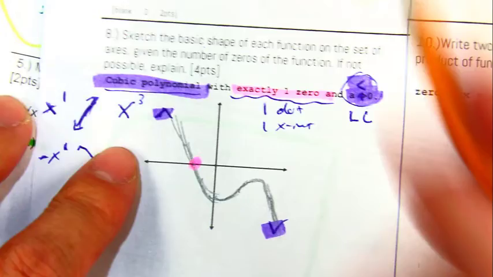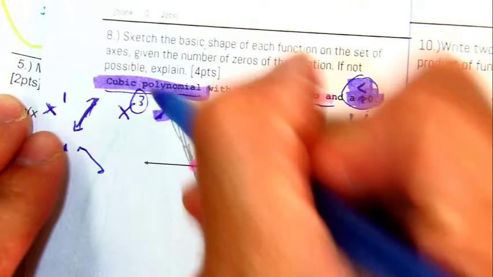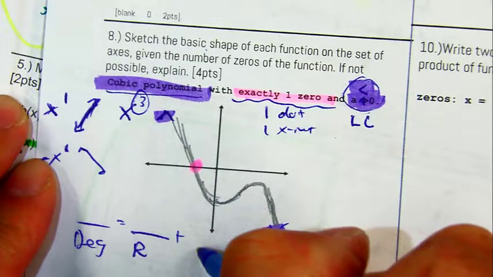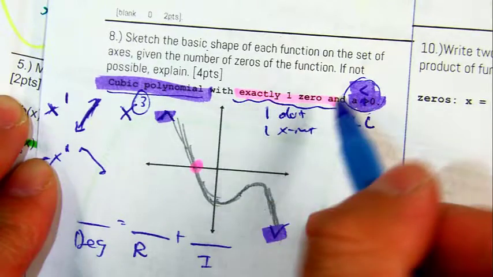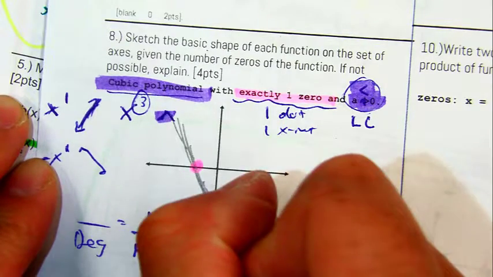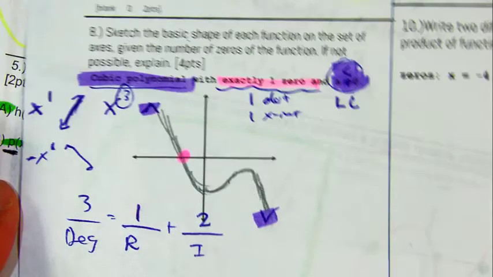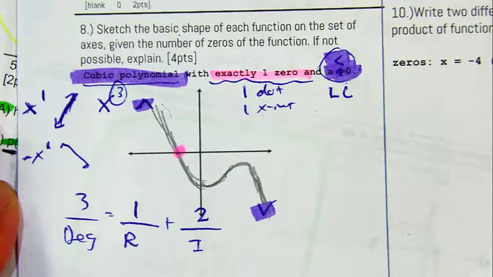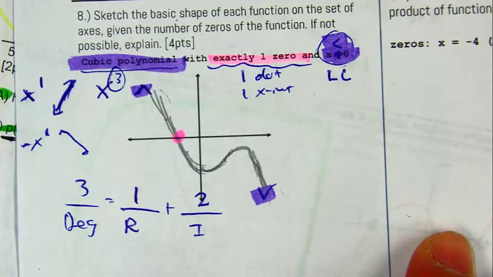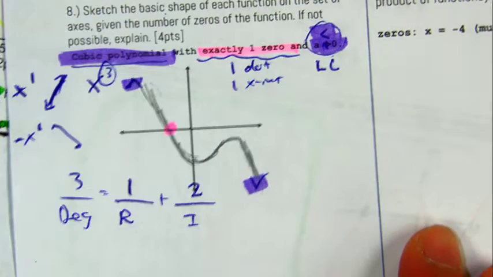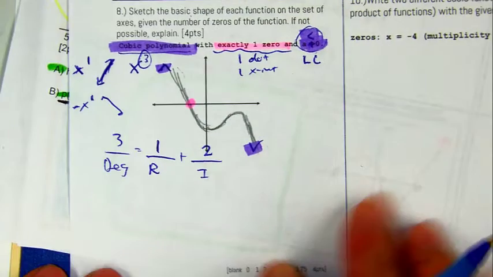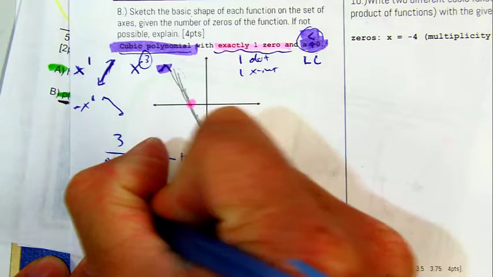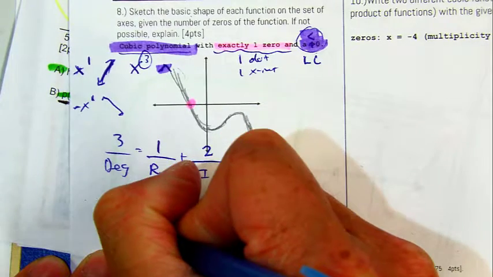Why is that? Remember, the degree is equal to the reals plus the imaginaries. So if you have exactly 1 zero, that's 1 real, then you have 2 imaginaries. So you only have 1 real there, and your arrows have to be this way. So in this problem, I'm looking for the following. I'm looking for a cubic, which is power 3, degree 3. I'm looking for an odd degree.